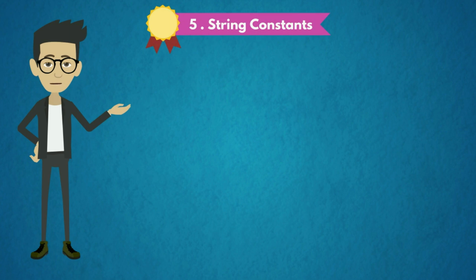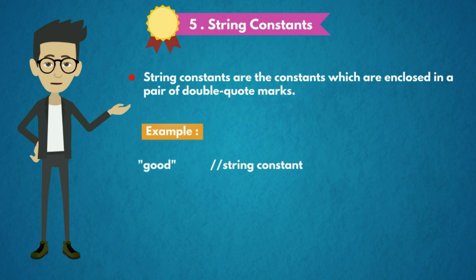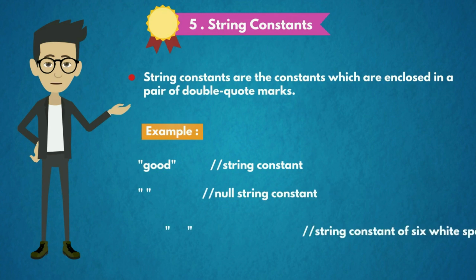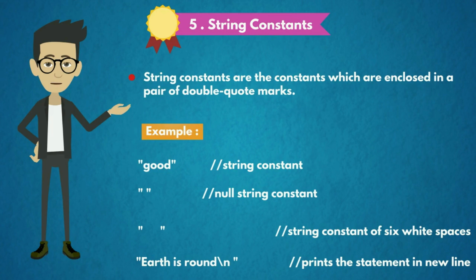Fifth type is string constants. String constants are the constants which are enclosed in a pair of double quotation marks. Another good example is an empty string, that is a null string constant. We have another example of a string constant with 6 white spaces. We can also write "earth is round\n" in double quotation marks, which prints the statement in a new line.